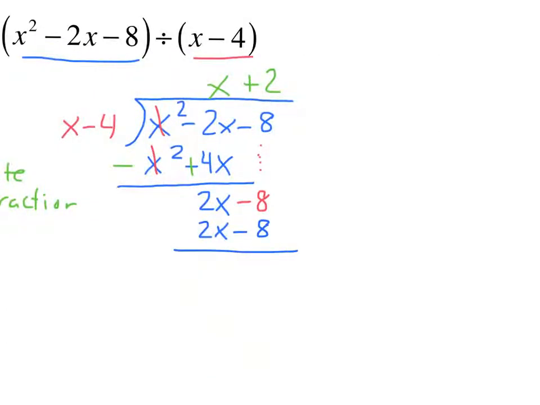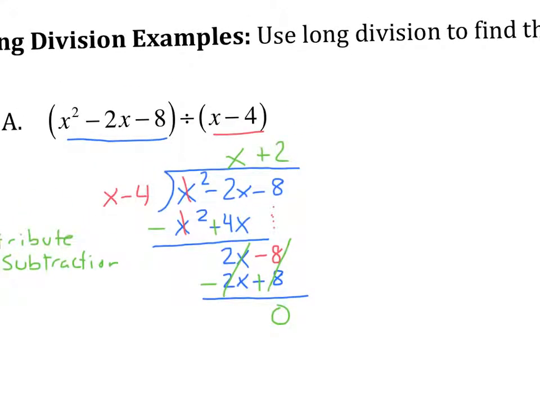Now we have to oppositify both of them down below. And clearly things drop out and I'm left with a 0. So what is the quotient here? My answer when I divide is simply x plus 2.